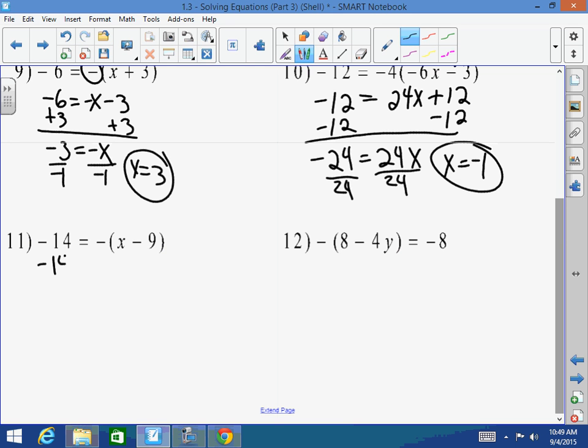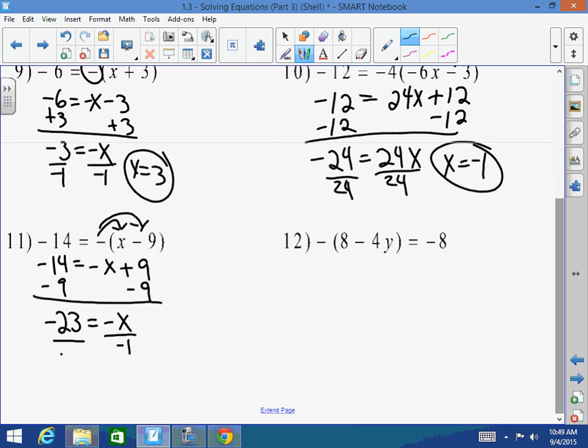Beautiful, son. You distribute that negative 1, leaving you with negative x plus 9. Now what, my man? Excellent. You subtract 9 from both sides. I'm very proud of you. And that's going to give you negative 23. Perfection. And then divide by negative 1, and x equals 23. Perfect, dude. Well done. Next.